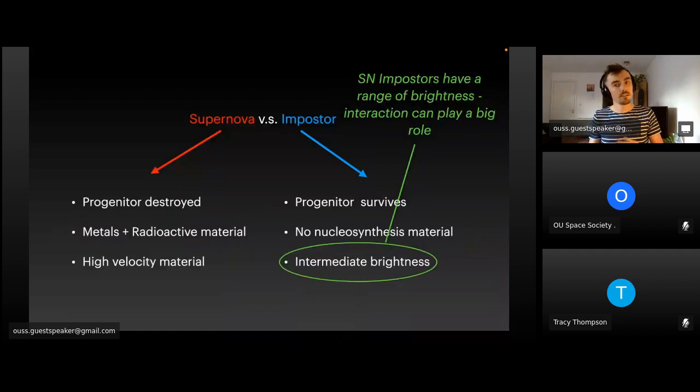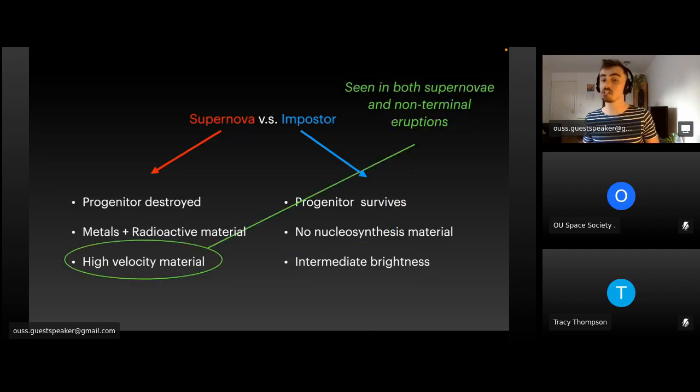The intermediate brightness, again, can depend on the scenario. We have seen very bright supernova impostors where we know the star has survived, so we can rule that out as well. And this high velocity material: the Eta Carinae system showed material moving at supernova-like speeds, so we can't really use that as a definitive test of whether the star has ended its life.